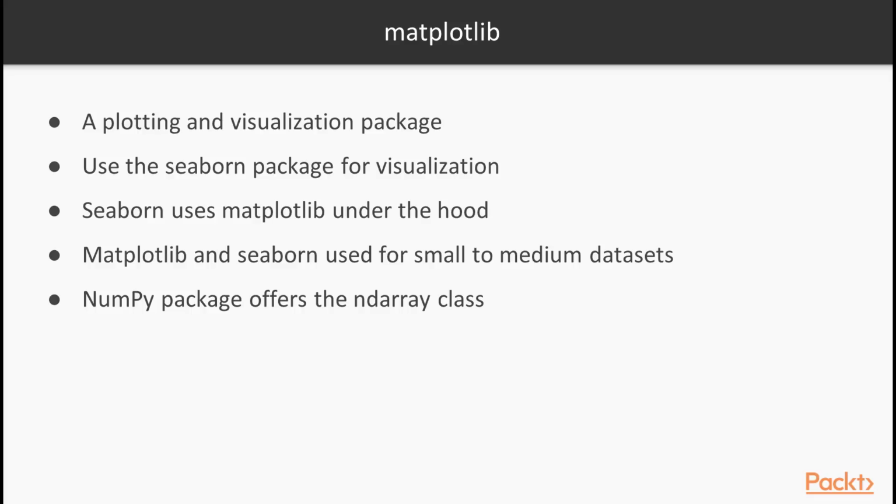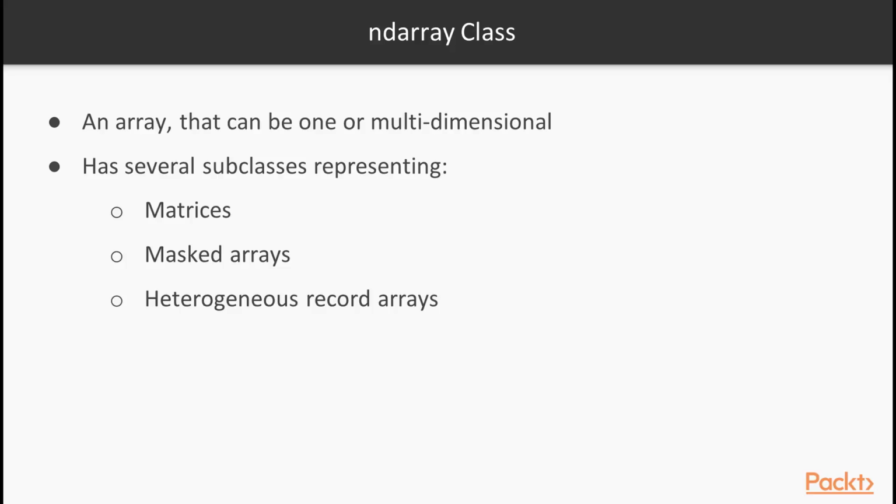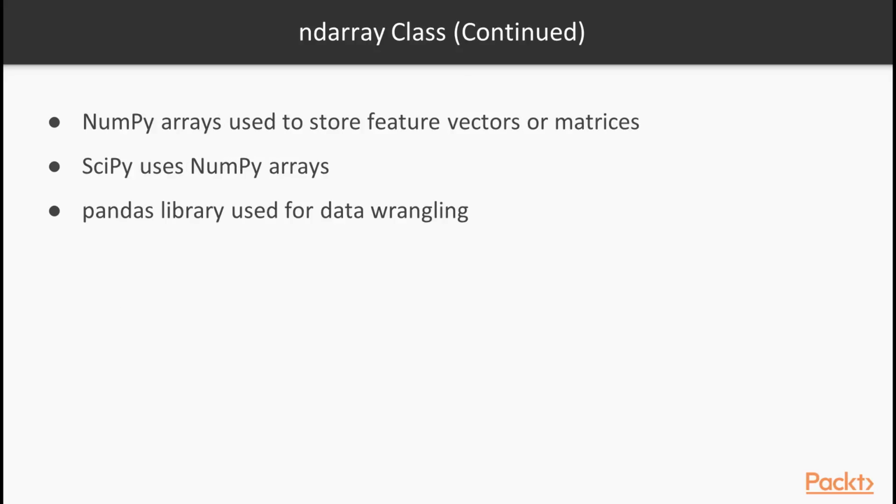The NumPy package offers the NdArray class and various useful array functions. The NdArray class is an array that can be one or multidimensional. This class also has several subclasses representing matrices, masked arrays, and heterogeneous record arrays. In machine learning, we mainly use NumPy arrays to store feature vectors or matrices composed of feature vectors. SciPy uses NumPy arrays and offers a variety of scientific and mathematical functions. We also require the Pandas library for data wrangling.